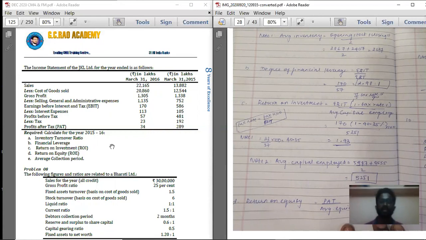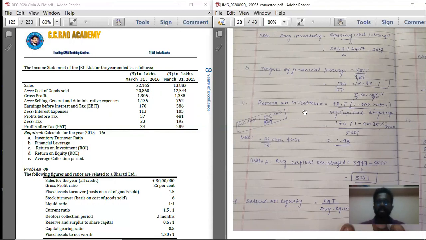What is return on investment? Return on investment is EBIT into 1 minus tax rate, divided by average capital employed. Simply, return on investment is how much is your profit divided by how much is your investment. Here for profit we are taking EBIT into 1 minus tax rate, whereas for investment we are taking average capital employed. We should not take the capital employed on the last day, because we should always assume average capital employed.